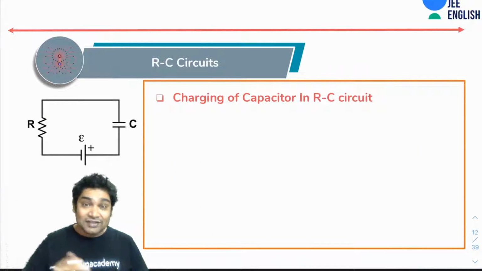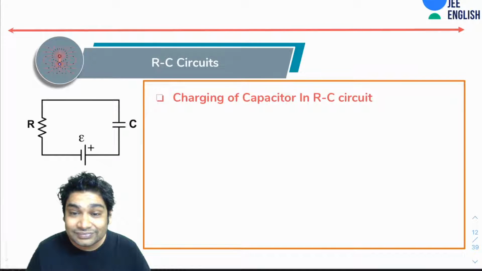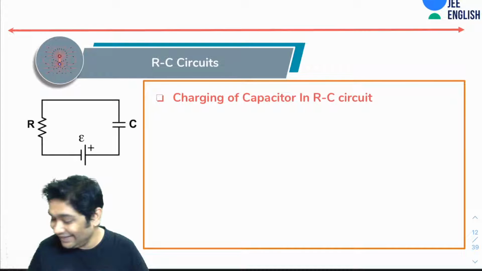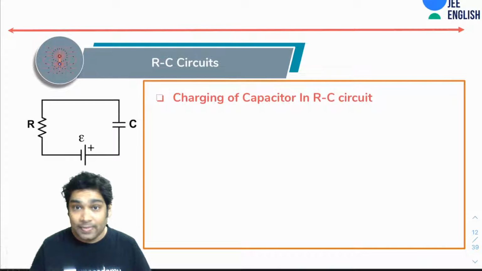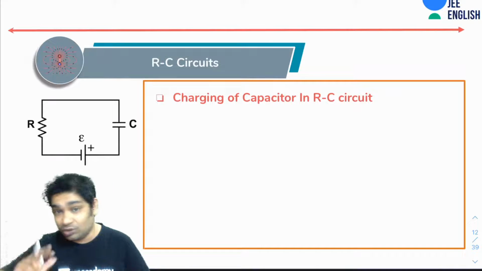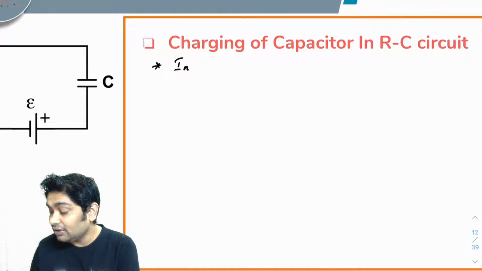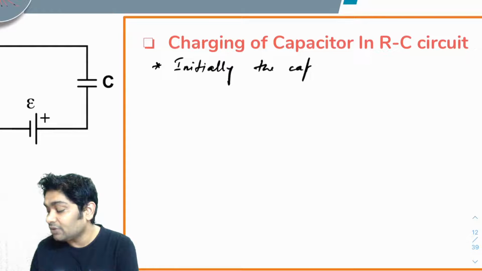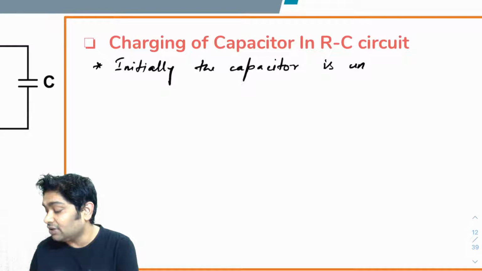Okay. So the first kind of circuit that we talk about is when you are trying to charge an uncharged capacitor. That is called a charging circuit for a capacitor. So this is what a charging circuit would look like when you're trying to charge an uncharged capacitor. There are some assumptions. We are assuming that initially this capacitor is uncharged.